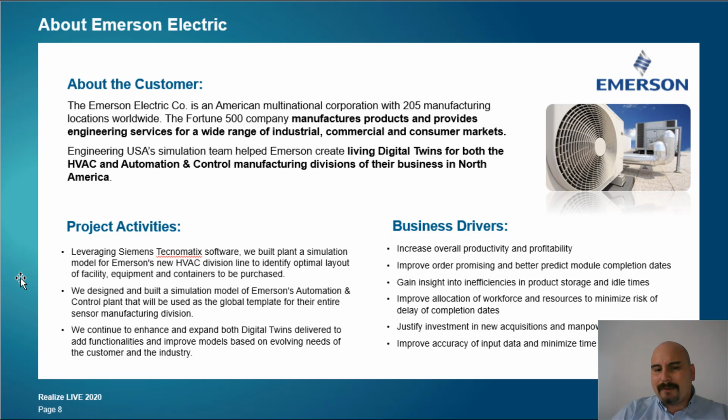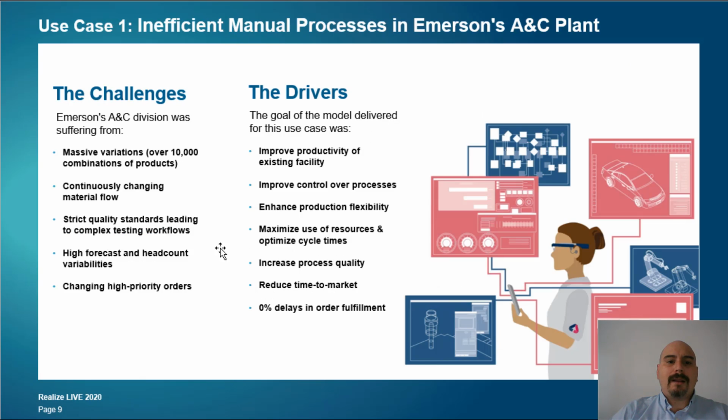And yeah, both of them had their own really specific differences between each other. The first case is an inefficient manual process, and this was in the ANC plant, which is the one that was about sensors. The biggest challenge in there was the variation.